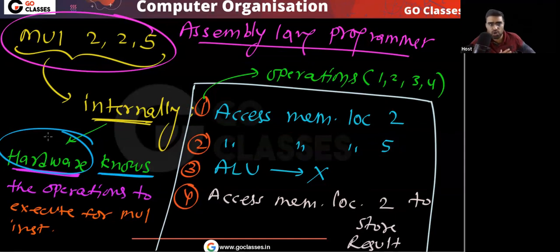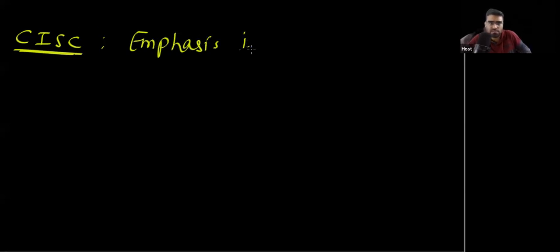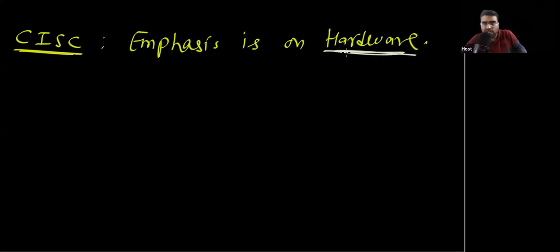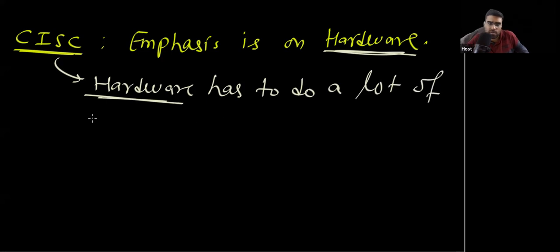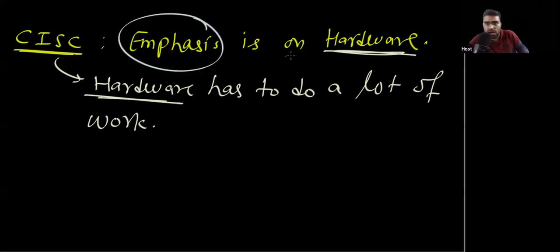Everything hardware should understand. So remember, for the CISC computer, can I say the emphasis is on the hardware? Can I say CISC emphasizes hardware? Emphasis is more on hardware. Is this clear? Basically, hardware has to do a lot of work. I can say that hardware is complicated, or that hardware has to do a lot of work, has to take a lot of responsibility. So this is the point: emphasis is on the hardware in the CISC computer.